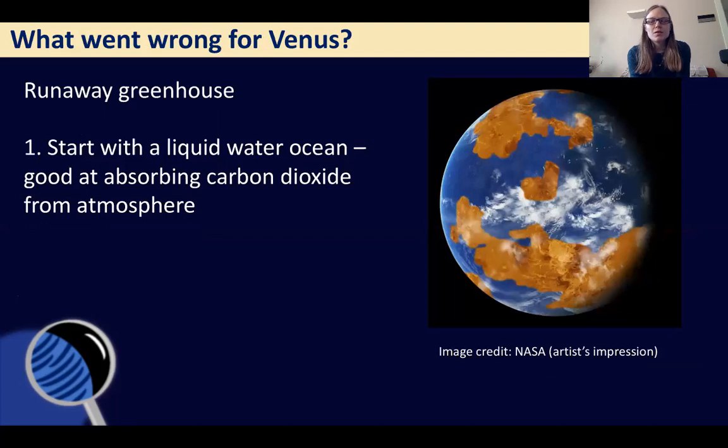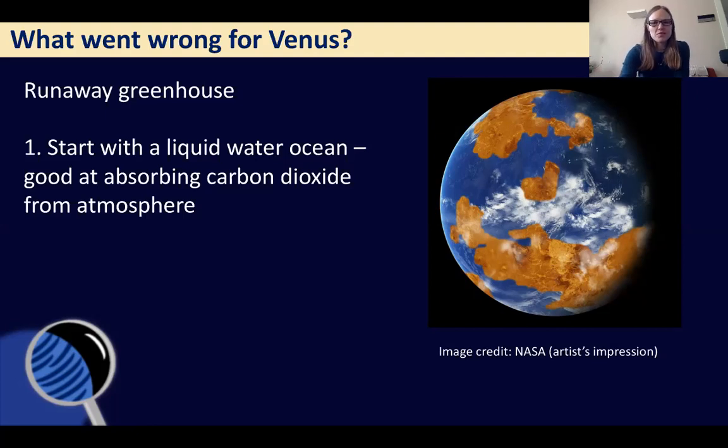Well, it's our good old friend, the greenhouse effect, that comes into play here. So what we think went wrong for Venus was it probably did start off with a liquid water ocean. We've got evidence that there used to be a lot more water in Venus's atmosphere than there currently is. So if you start with a liquid water ocean, that's pretty useful because it's good at absorbing carbon dioxide from the atmosphere. In fact, our own ocean has acted as really quite a good buffer against the effects of climate change and us putting more CO2 into the atmosphere by reabsorbing some of it all the time.